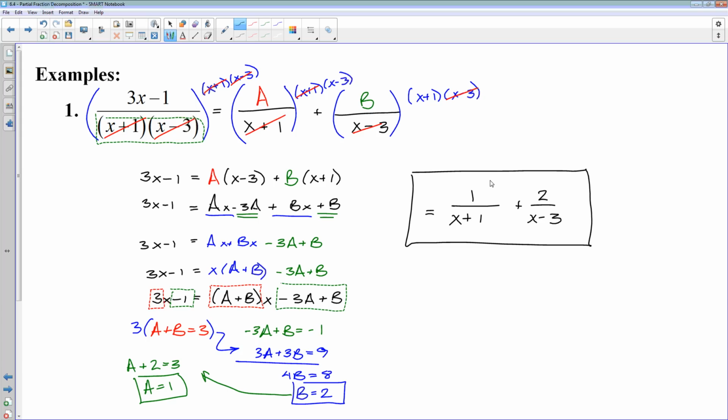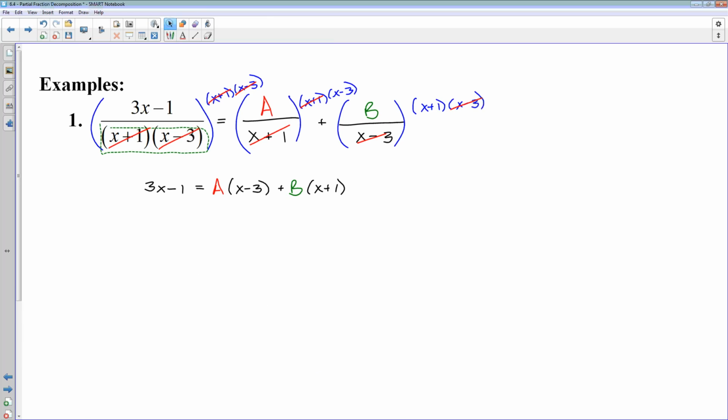Now I told you that there were two ways to solve this, and this way works, and from this point down, that approach works for every single partial fractions problem you'll encounter. But there is a shortcut that can cut out about 80% of all of that work. And what you do, once you get to this point where you've got 3x minus 1 equals a times x minus 3 plus b times x plus 1, is this.